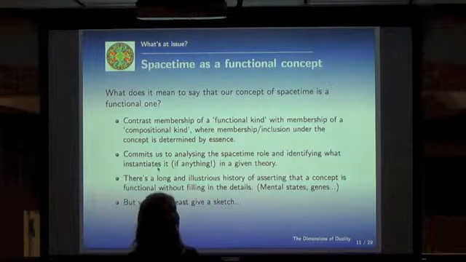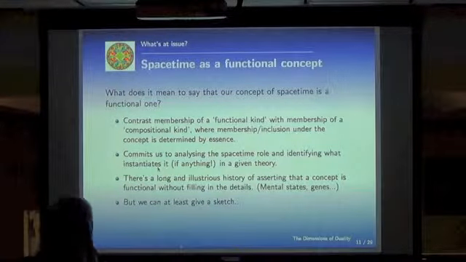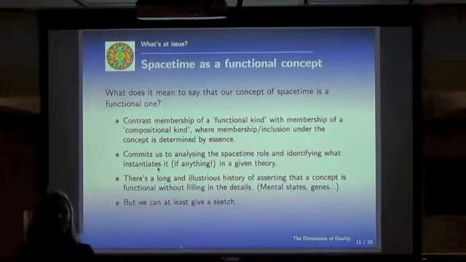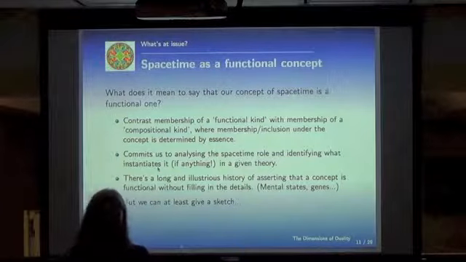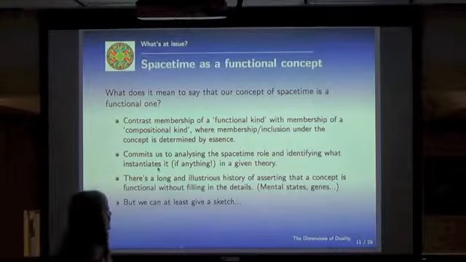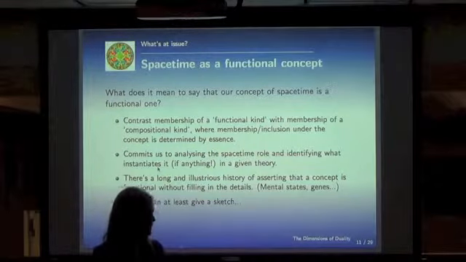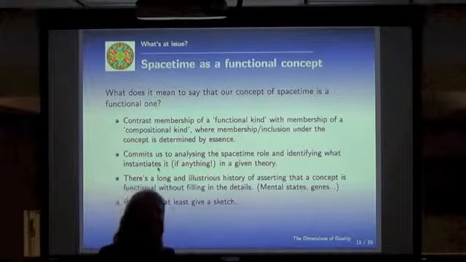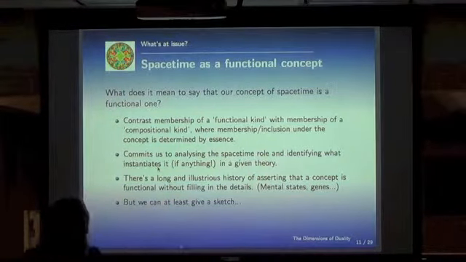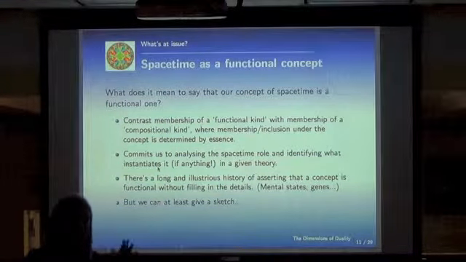So what do I mean by the fact that our concept of space-time is a functional one? Well, if we want to be philosophical about it, you could contrast membership of a functional kind with what's sometimes called membership of a compositional kind, right? So compositional kinds are those where membership or inclusion under the concept is determined by the essential properties of the thing. So if you think you have a deep intuitive grasp on what it is to be a space-time, that's independent of what the space-time does or what role it plays in our theory, then maybe you think it's a compositional kind. I think you have some grasp on the property that makes it space-time over and above all the stuff it does.